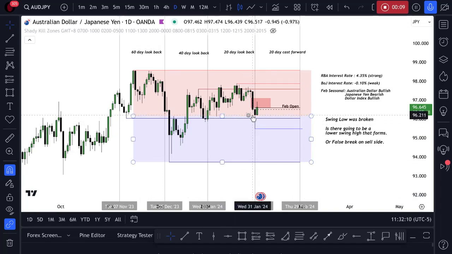And as expected, price came down for the open of the month. And then going into today, Friday, NFP was today, a very volatile day. Price came right back up.